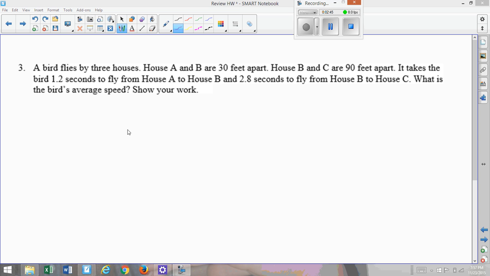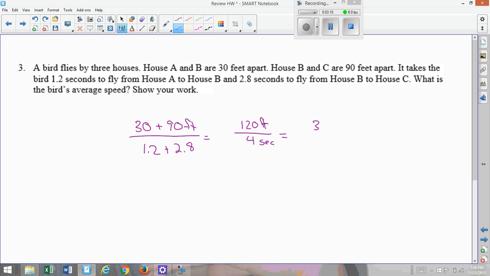Show your work. Okay. Average speed means total distance divided by total time. So we would have 30 feet plus 90 feet. That's going to give us our total distance. Divide that by the total time, which is 1.2 plus 2.8, and you're going to get 120 feet in 4 seconds, which then breaks down to 30 feet per 1 second.